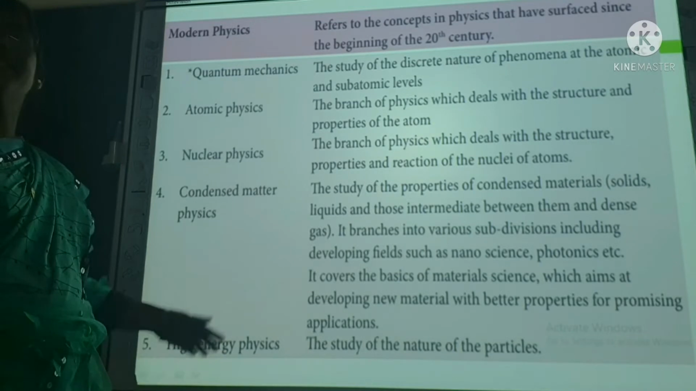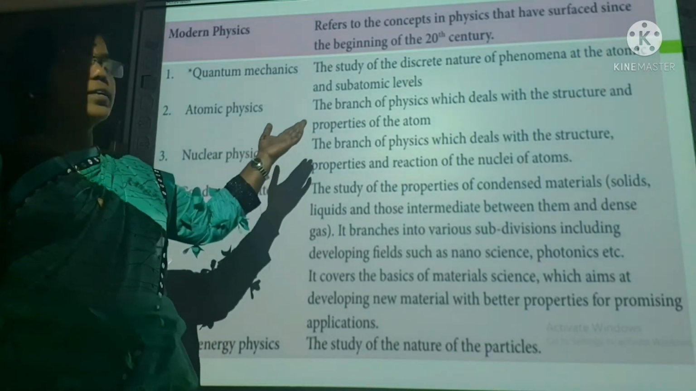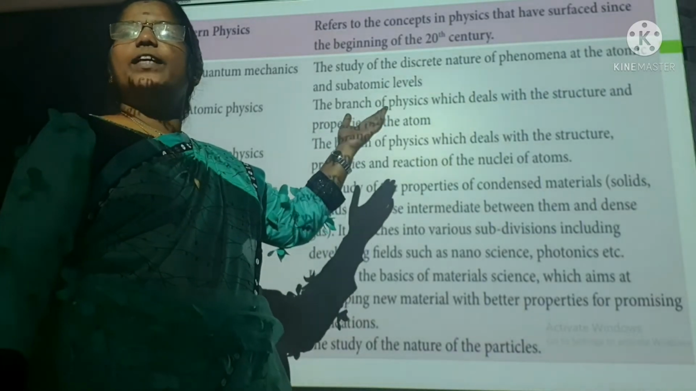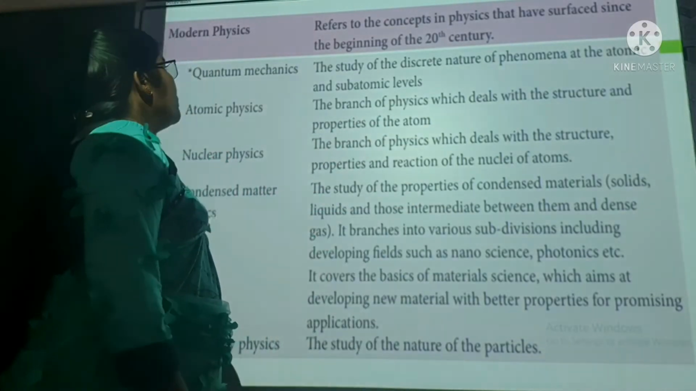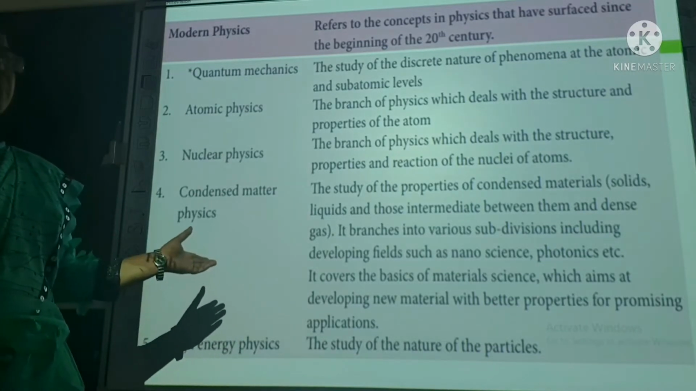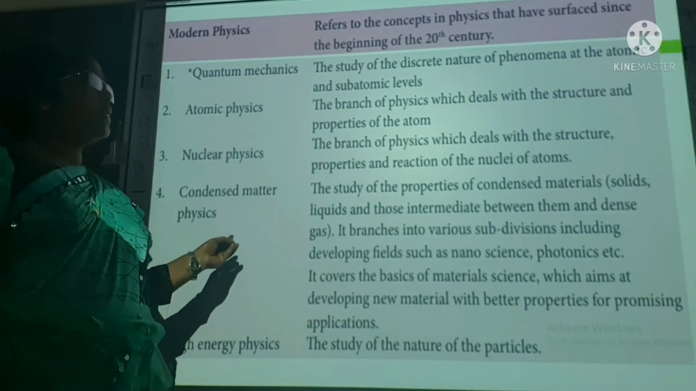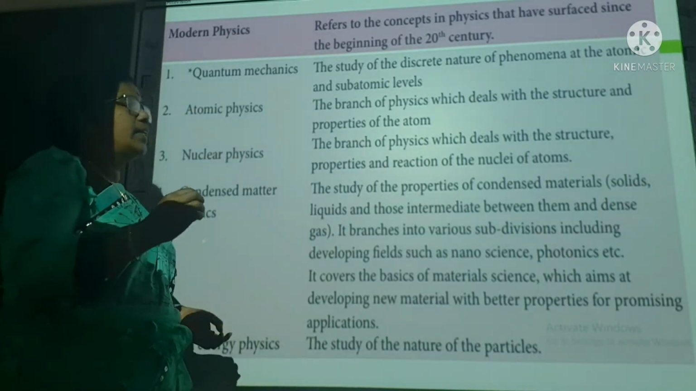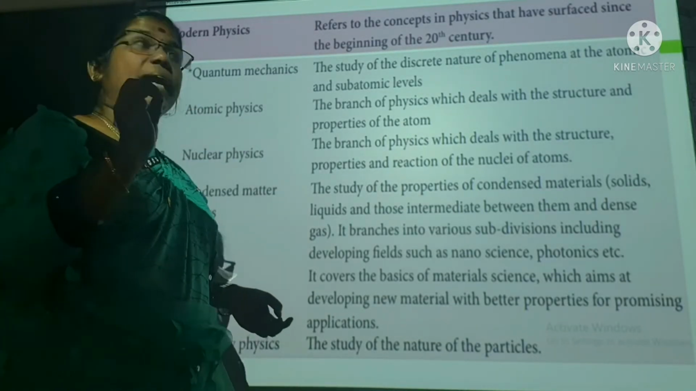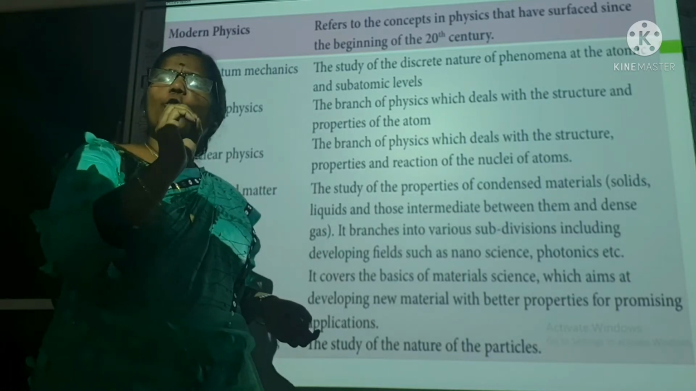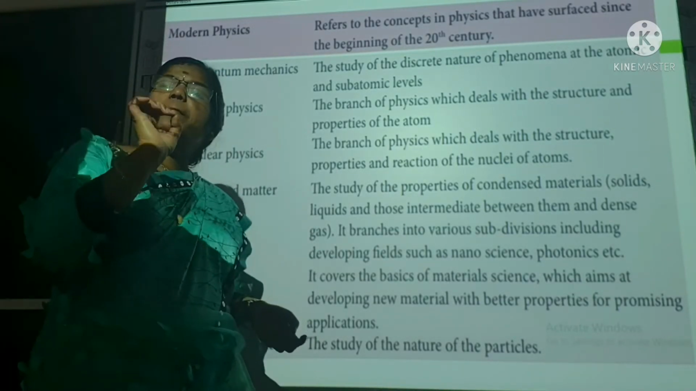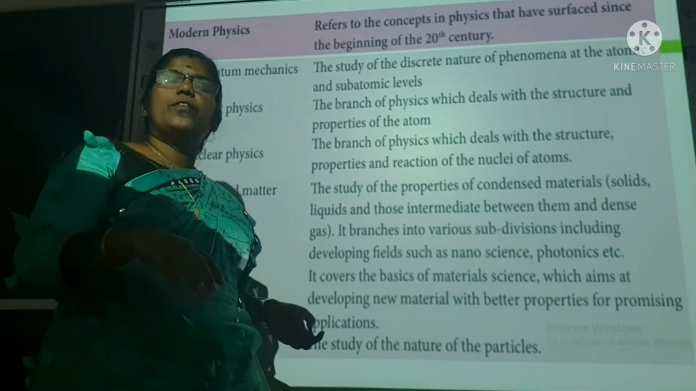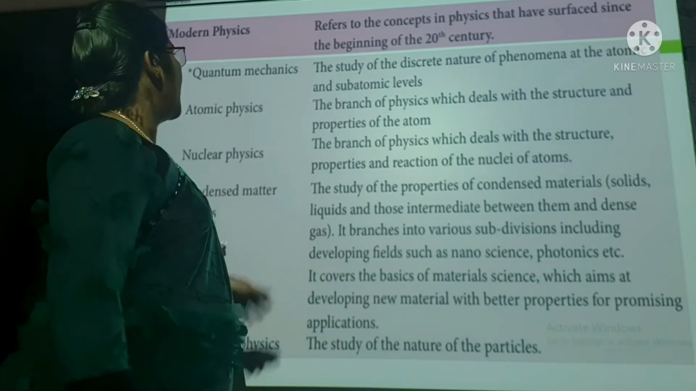Now, modern physics. Modern physics refers to the concepts in physics that have surfaced since the beginning of the 20th century. In this, quantum mechanics means the study of discrete nature of phenomena at the atomic and subatomic levels. Study about micro objects, electrons, protons, all these things, the behavior of these things will be studied here.